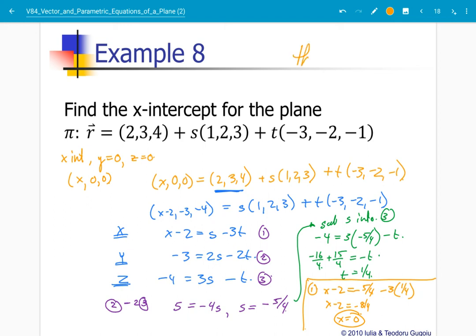So I'll just put the answer up here. The origin is the x-intercept. It's also the y-intercept and the z-intercept, but there we go. That's it for this lesson.